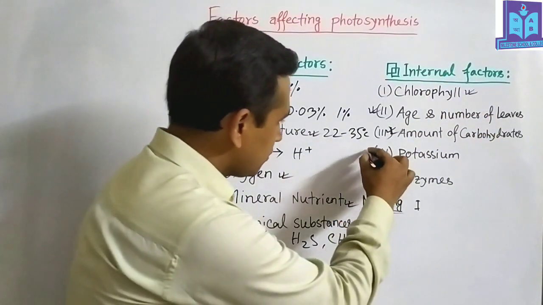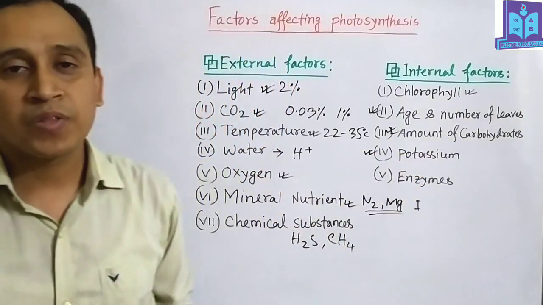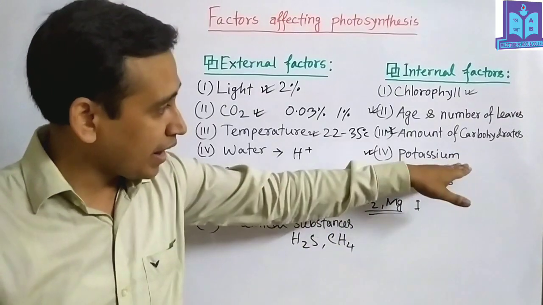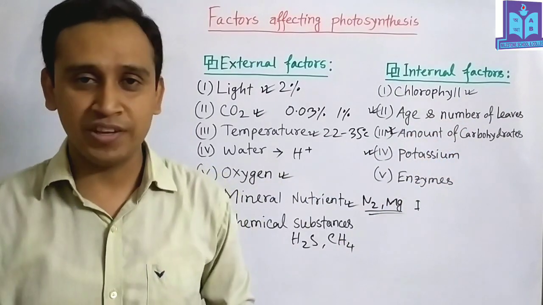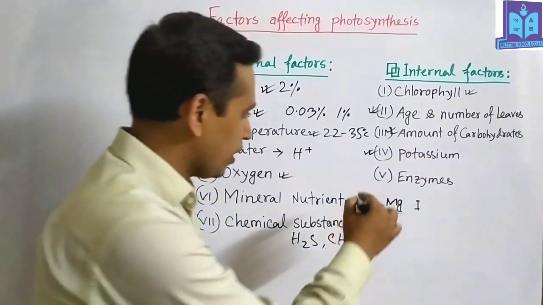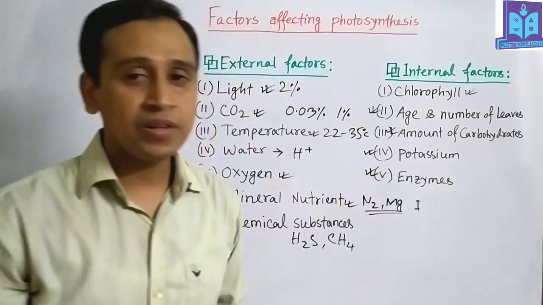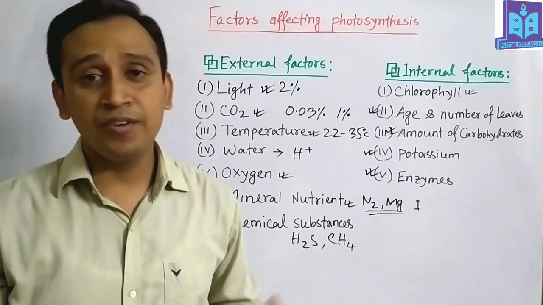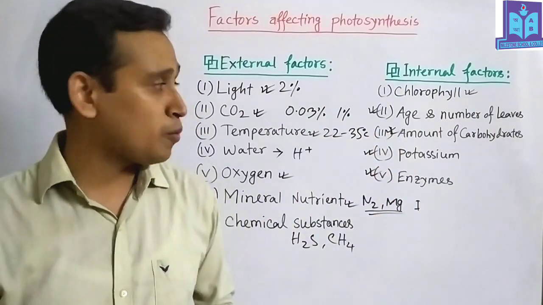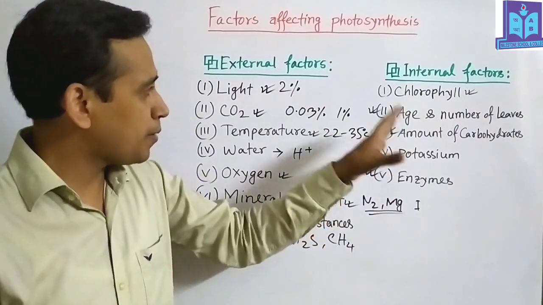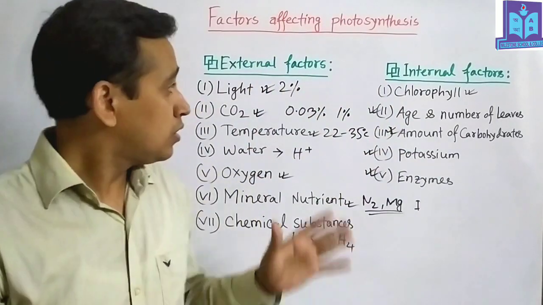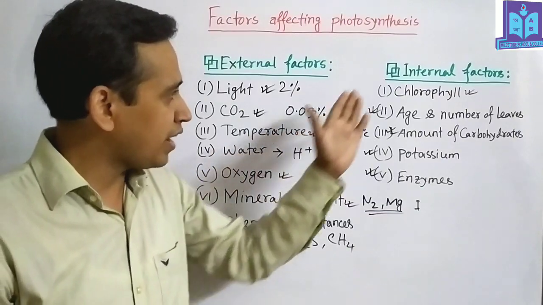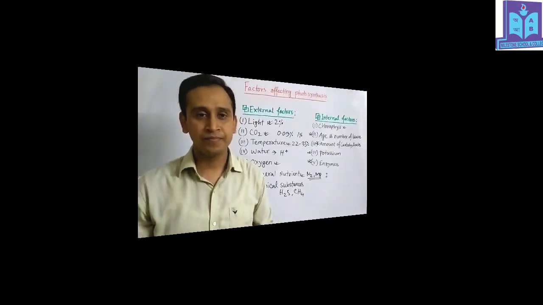Next one is potassium. Potassium is one of the important factors. It acts as a catalyst in the photosynthesis process. And the final one is enzymes. Several types of enzymes perform in the photosynthesis process. So my dear students, these are the factors of the photosynthesis process, external factors and internal factors.